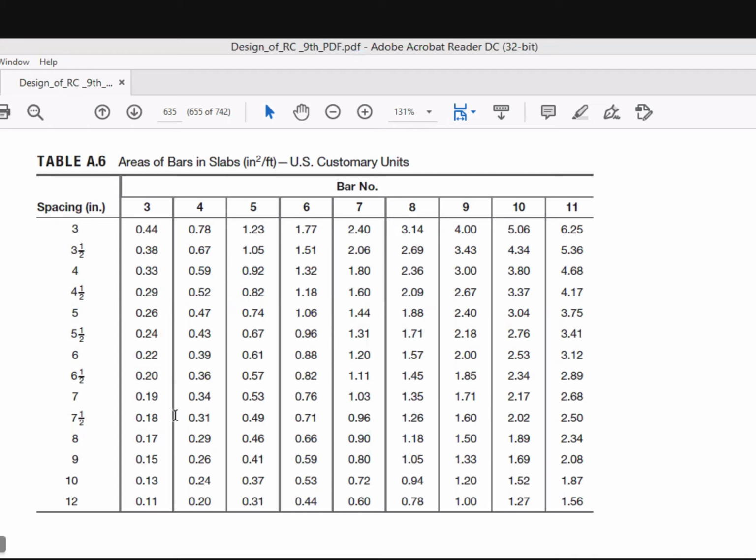So I need what? Can somebody tell me what kind of steel I need for this? Come on, how do I pick up the steel for 0.15? What bar number, first of all? Number 3. Number 3 at, what's the spacing? 9. 9 inches, exactly. Thank you. So number 3 at 9 inches on center. See that? Number 3 at 9 inches on centers. Okay, that's where this comes from.